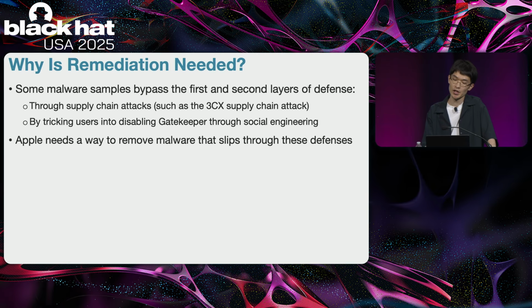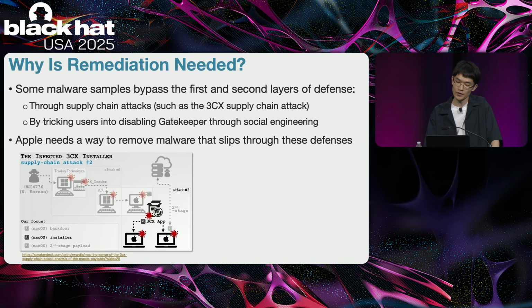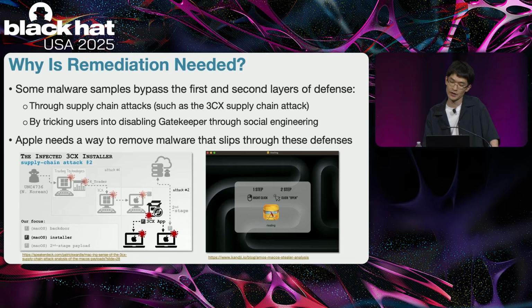So why is remediation needed? It's because some malware samples can bypass the first and second layers of defense. For example, in the 3CX supply chain attack reported 2 years ago, the Trojanized 3CX app was notarized by Apple, meaning that it passed Gatekeeper checks and launched successfully. Also, some malware uses social engineering to trick users into disabling Gatekeeper. In both cases, malware can bypass the first and second layers of defense, so Apple needs a way to detect and remove malware that's actively running on the system.